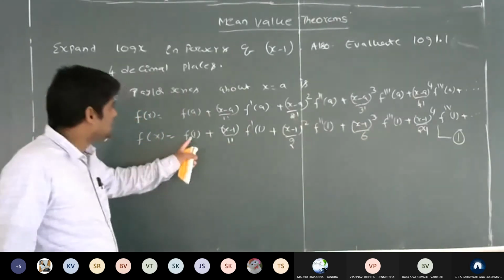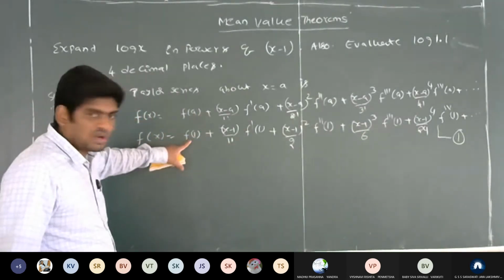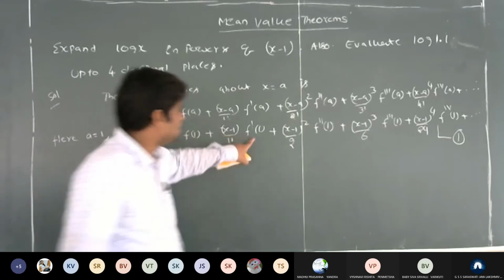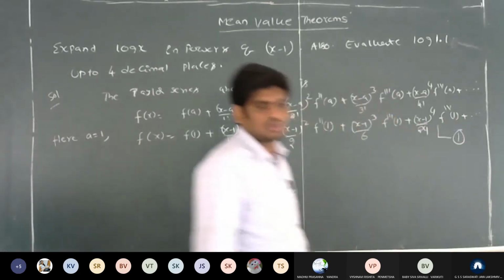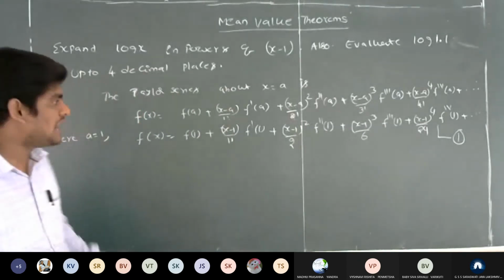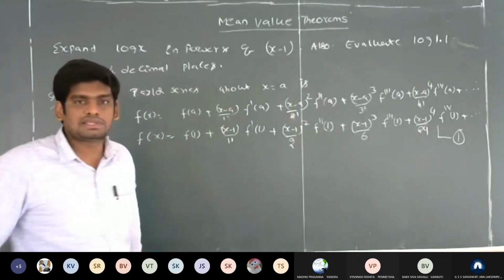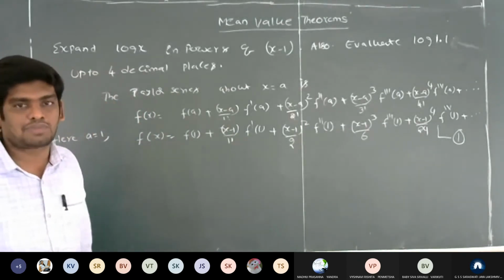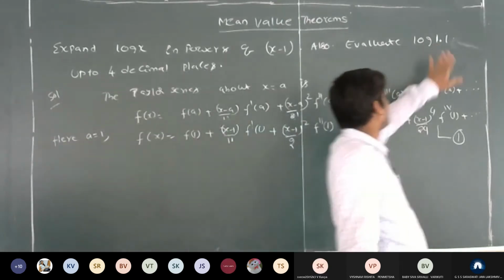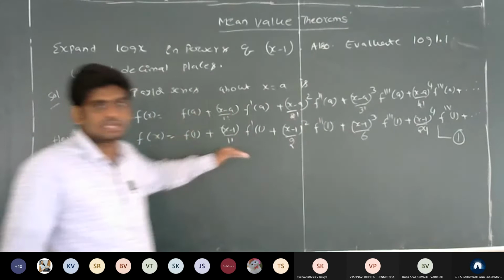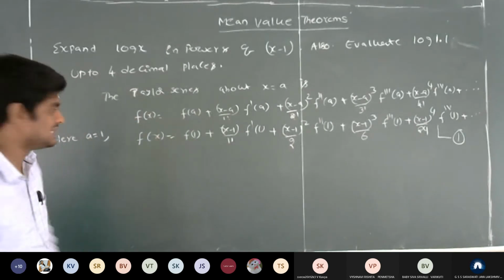Before that, the unknown values here are f of 1, f dash of 1, f double dash of 1, f triple dash of 1, f fourth dash of 1. Just calculate the values and substitute here, then the problem is half done. Most of the problem, 80%, is over. Next, we have to calculate the log 1.1 value from this obtained Taylor series.